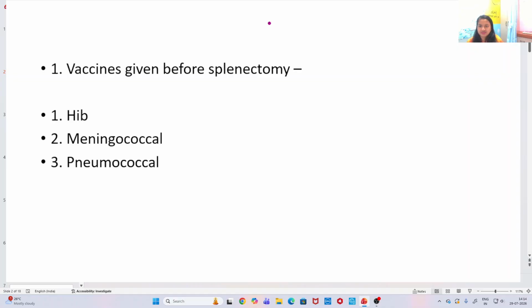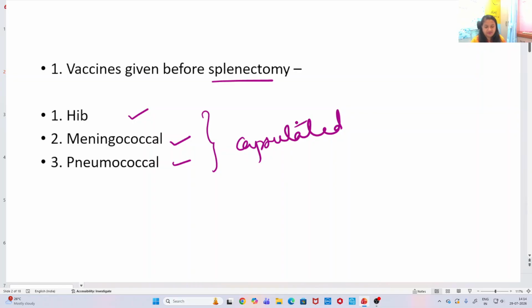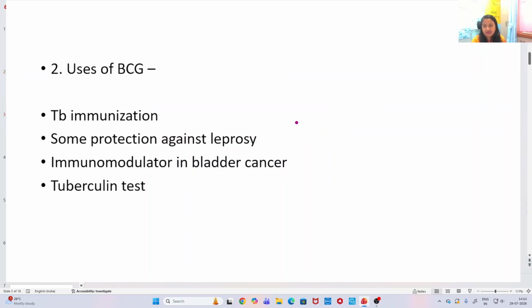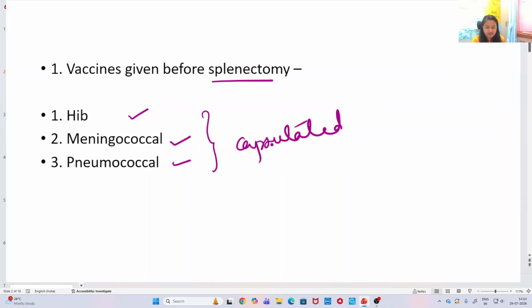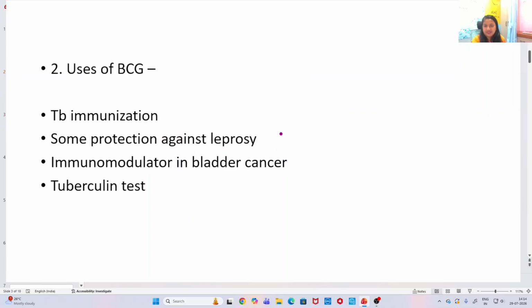So the first question is vaccines given before splenectomy. Vaccines given before splenectomy are H influenza vaccine, meningococcal vaccine and pneumococcal vaccine, because these are encapsulated organisms, and all three cause meningitis. These vaccines are given before splenectomy: Hib, meningococcal and pneumococcal. The way to remember is all three are capsulated and cause meningitis.